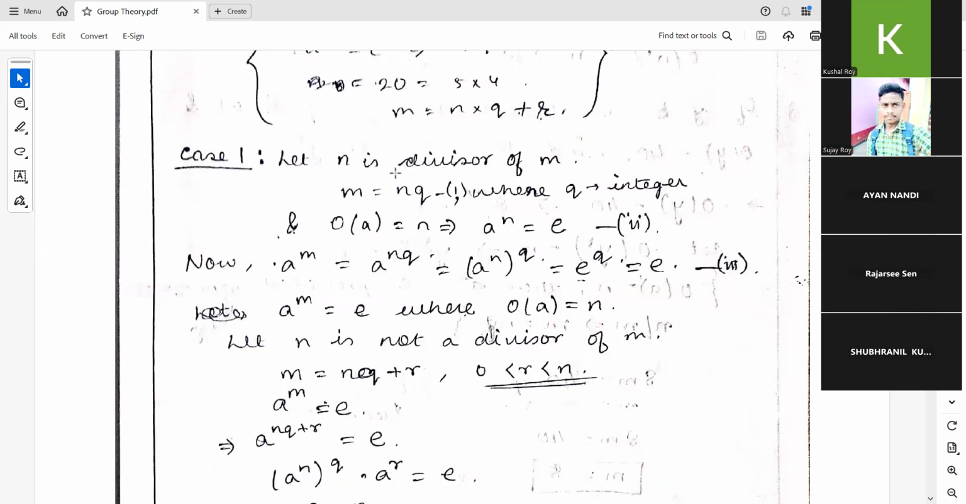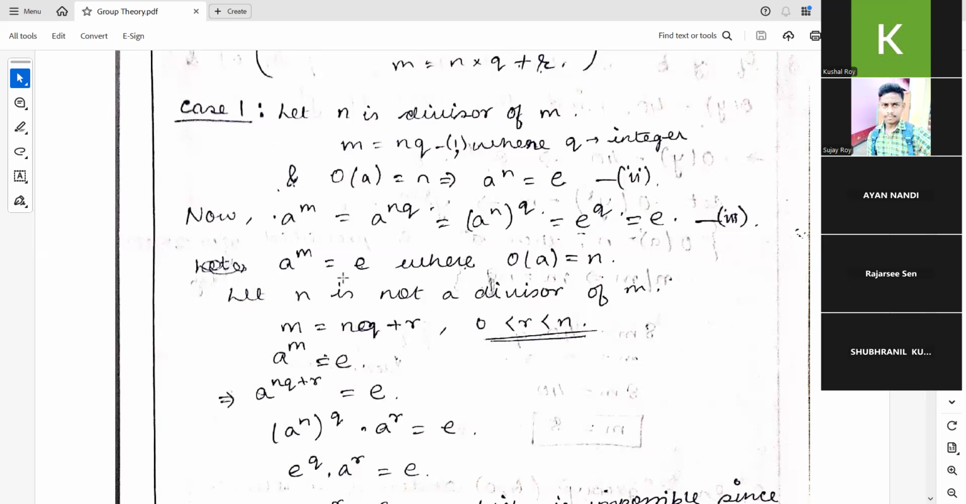Since m is n into q, we can write A to the power nq. A to the power nq means A to the power n whole to the power q, and therefore it gives you the identity element, since A to the power n is identity. If you compose the identity element q times, you get the identity element. So if n is a divisor of m, A to the power m must be the identity element E.